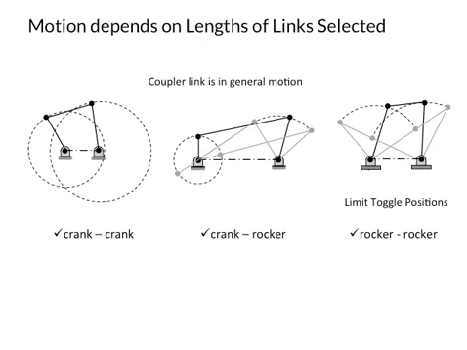Side links move in pure rotation about fixed frame points. The motion of a 4-bar linkage depends on the length of the links in the mechanism. Possible motions are crank-crank, crank-rocker, and rocker-rocker, where side links can fully revolve or rock.